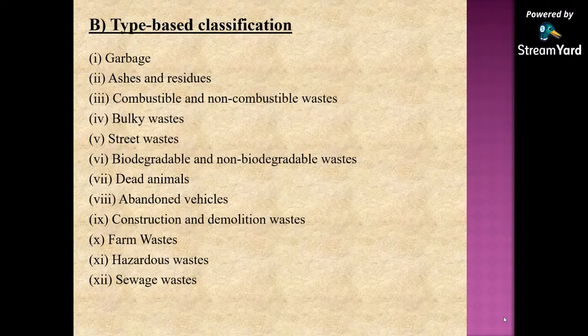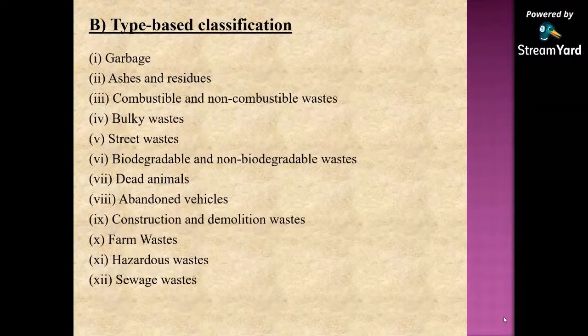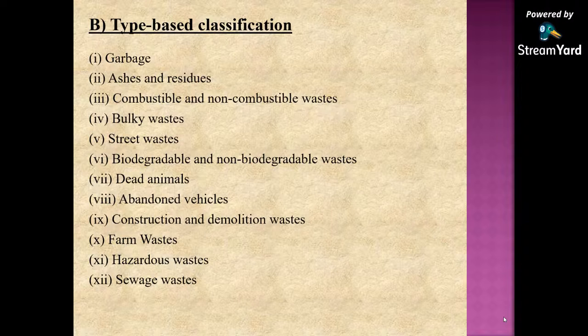Next type-based classification is bulky waste. Bulky waste means some heavy waste. These include large household appliances such as refrigerator, washing machine, which is not in working condition, then furniture, broken furniture, vehicle parts, some tires or wood or tree branches, etc. Since this household waste cannot be accommodated in normal storage containers, they require a special collection mechanism.